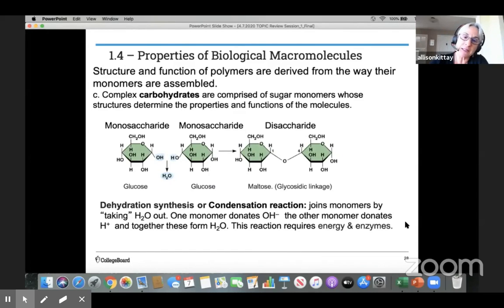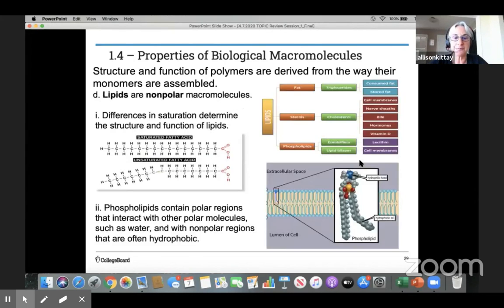When we form this, this is that 1,4 link, and this is called a glycosidic linkage. Remember that this reaction, dehydration, because we're removing water, requires energy and the correct enzymes to build that disaccharide, and then you would just keep doing that to build your polysaccharide.